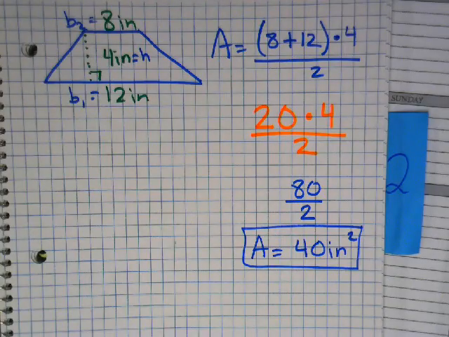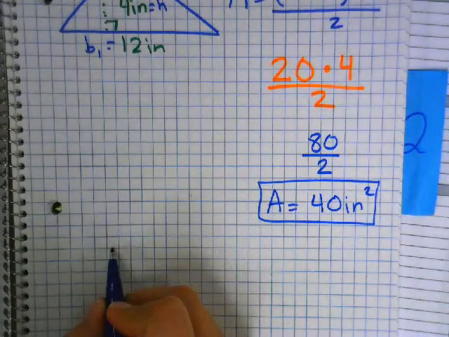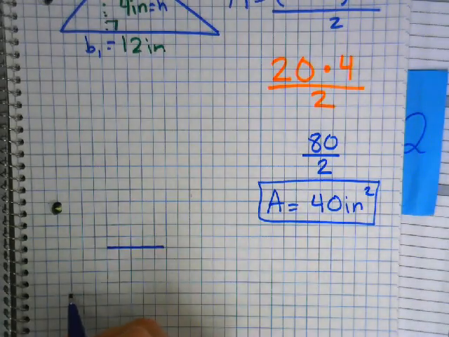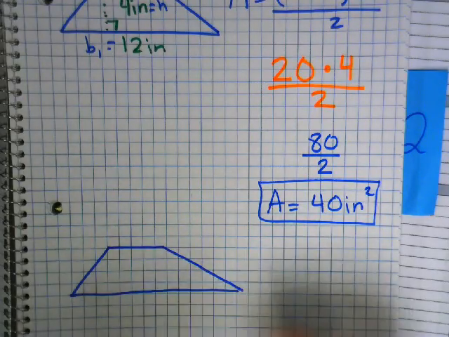40 inches squared. So again, add, then you multiply, then at the very end you divide, 80 divided by 2. Okay? Let's try another one. I actually have a shortcut to show some of you that will be helpful when we do this.